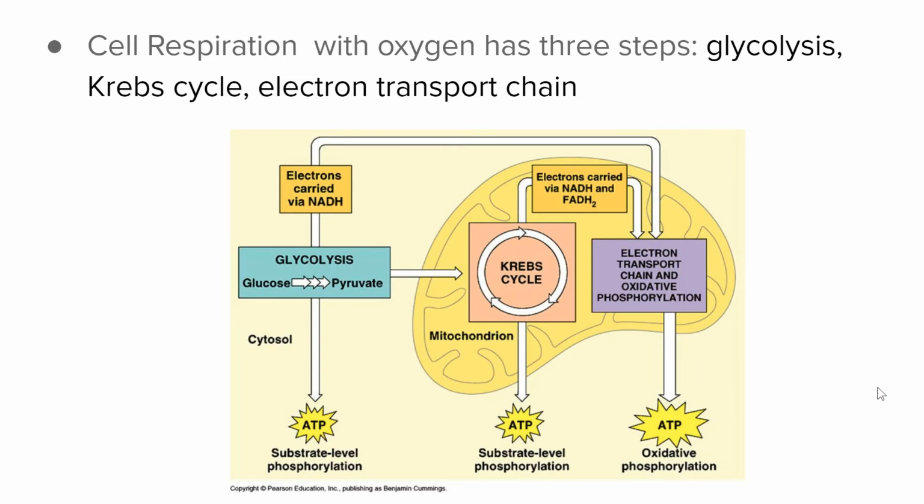So cell respiration with oxygen has 3 steps: glycolysis, Krebs cycle, and the electron transport chain. If you remember, the glycolysis happens in the cytoplasm. They also call it cytosol. Then the products will go into our mitochondrion, or mitochondria if it's plural, and it will go through these other cycles if you have oxygen. So you'll get a lot of ATP if you have oxygen. It's a big difference.